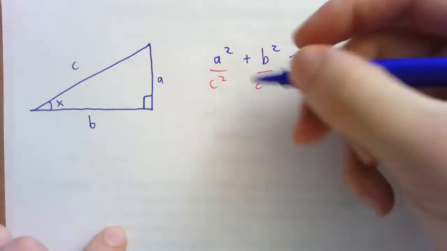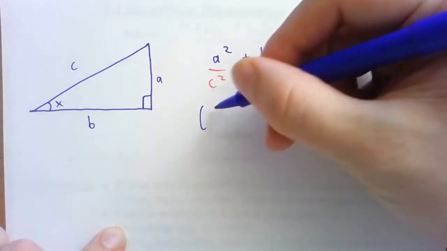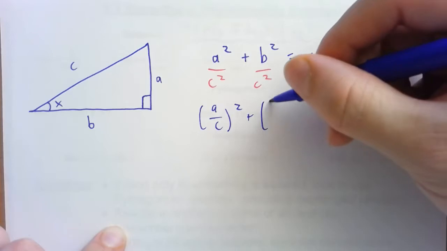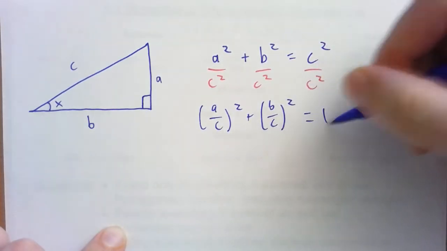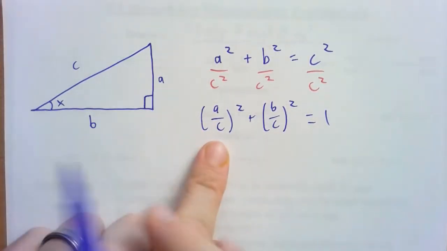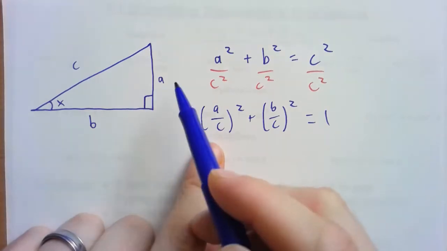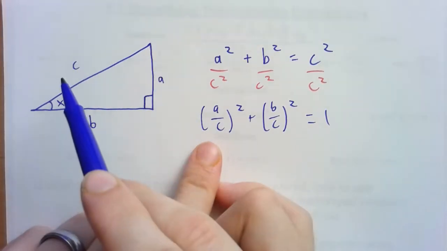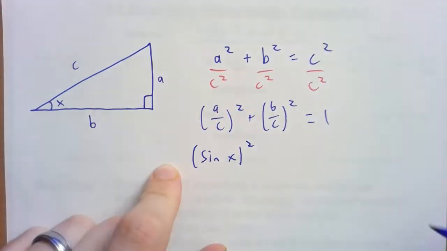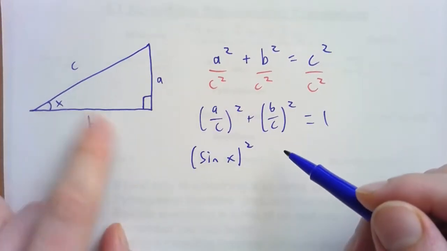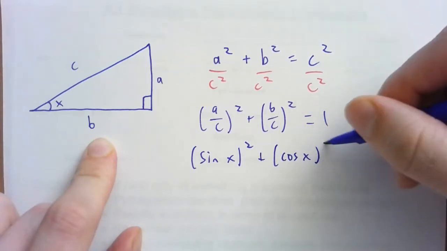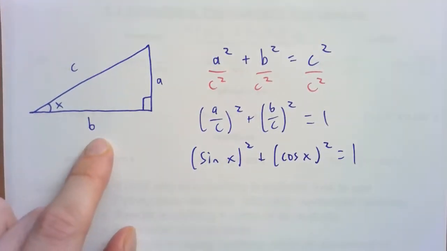Right, so if we do that, then of course a squared over c squared, that's the same thing as a over c, squared. And then b squared over c squared, that's the same thing as b over c, squared. And then c squared over c squared is 1. Well, a over c, take a look at what that would be in this triangle here. a over c, that's opposite over hypotenuse. That would be sine. So we have sine of x, squared. And then b over c, well, b would be the adjacent side, adjacent over hypotenuse. That's cosine. And then that equals 1.